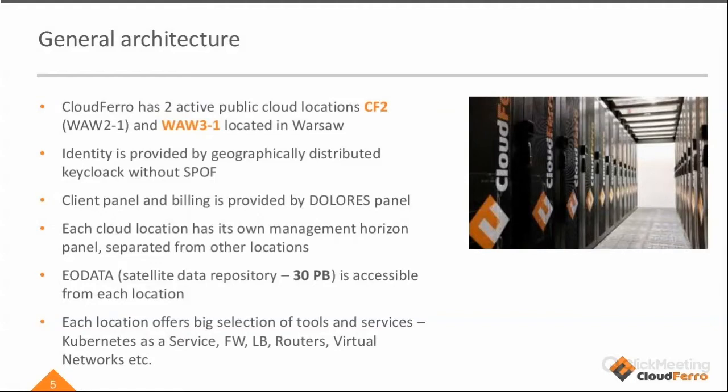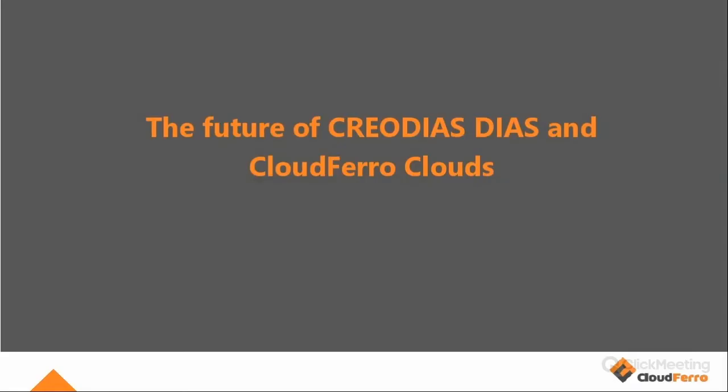So this is our basic architecture. We have cloud, we have identity, we have client panel, we have management panel and the APIs for the cloud. We have EO data, and all of those are separated, and all of those are geographically distributed. So there is no single point of failure for all of those services, and you can basically scale and not be bound to one location failure.